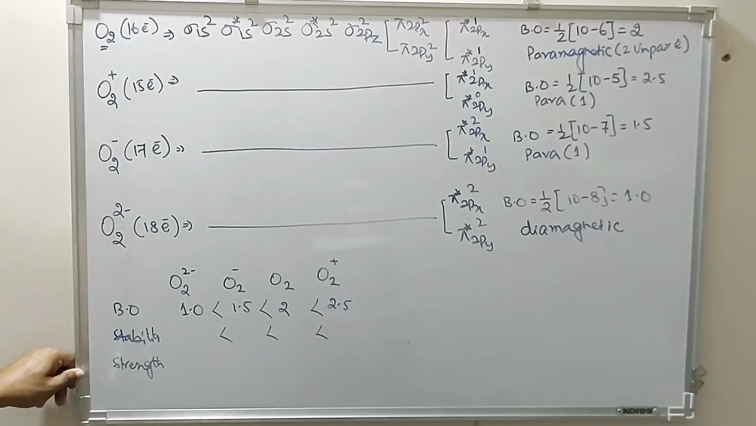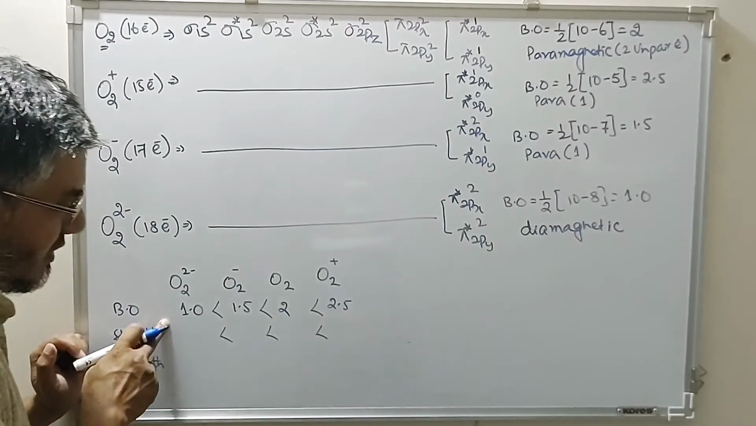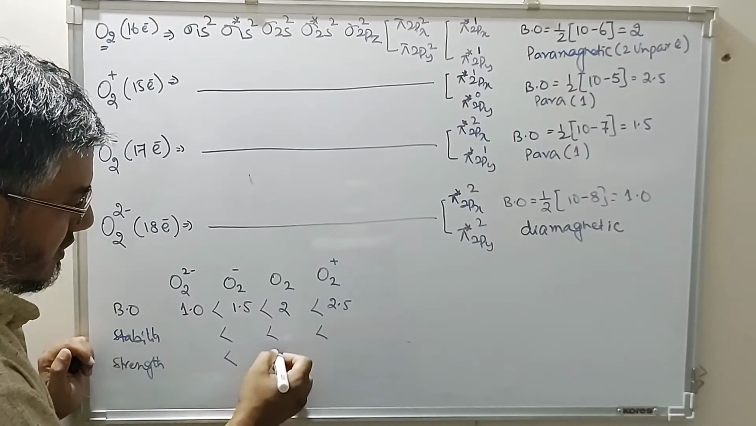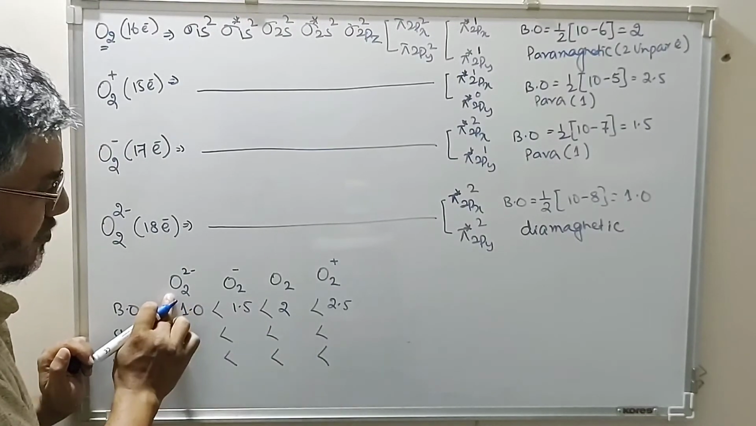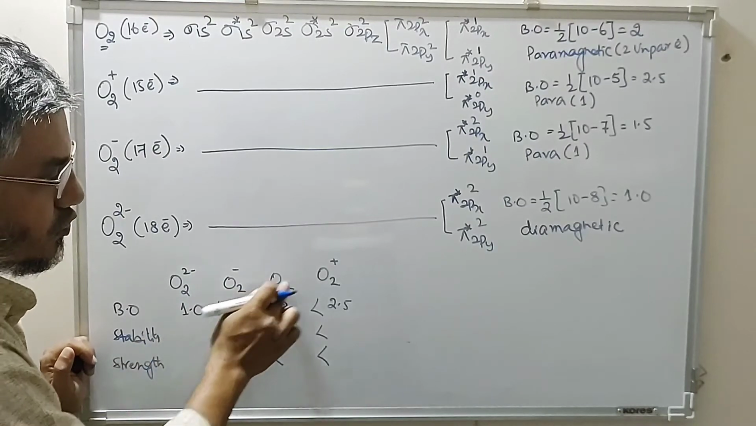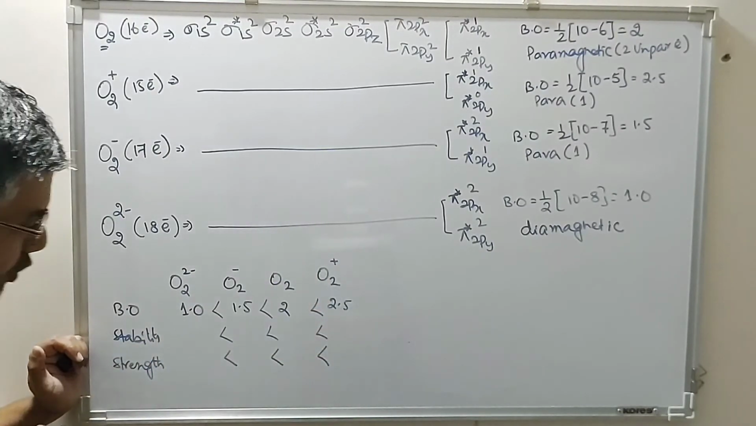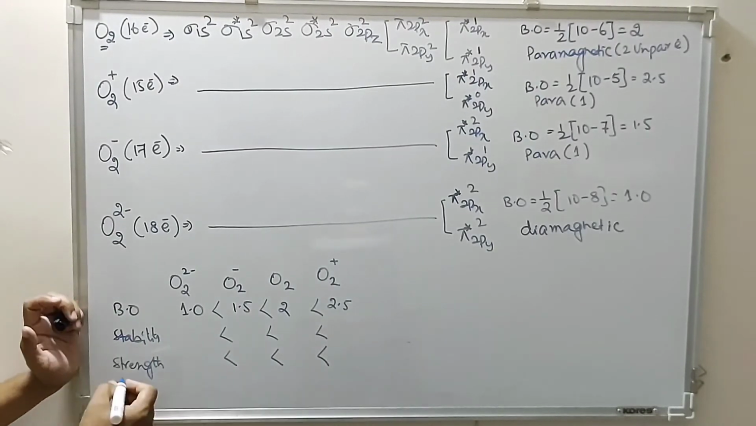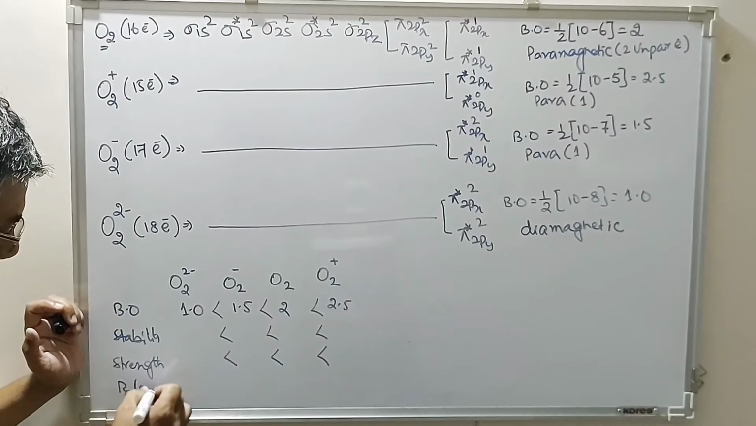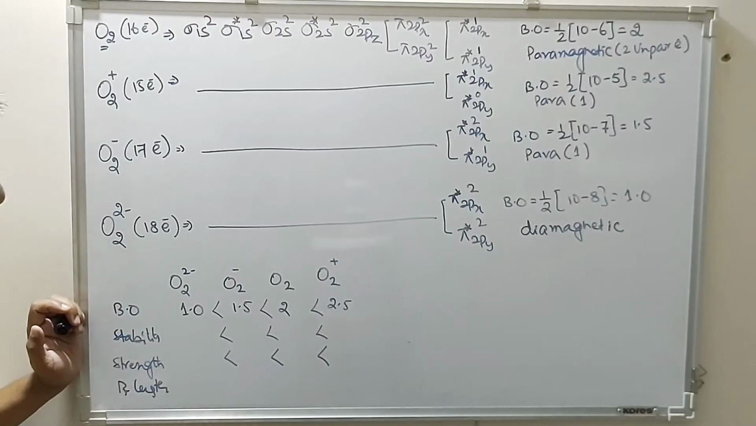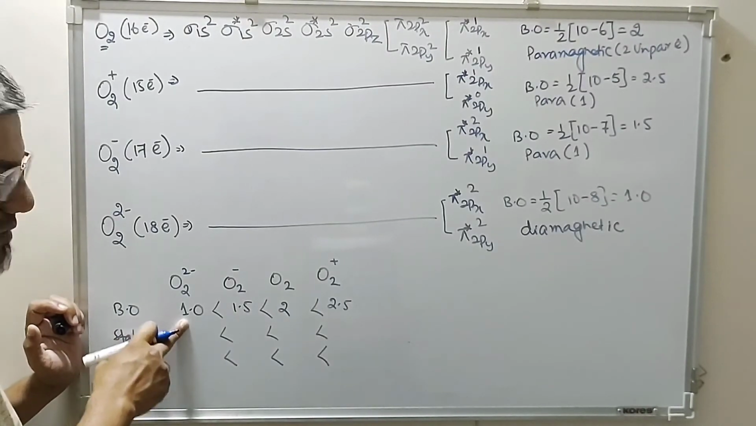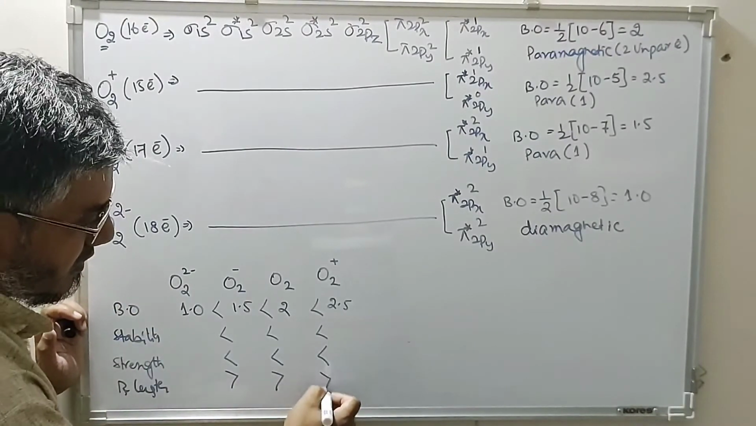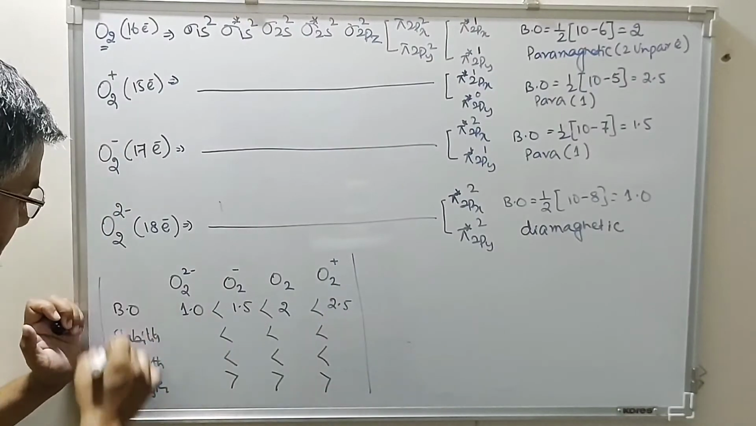If we talk about bond strength, as the bond order increases, the strength of the bond also increases from O2 2- to O2 minus to O2 to O2 plus. As the bond strength increases, bond length will decrease. So when we compare the bond length, since the bond order is minimum, the bond length will be the maximum. So this is the order of bond length.